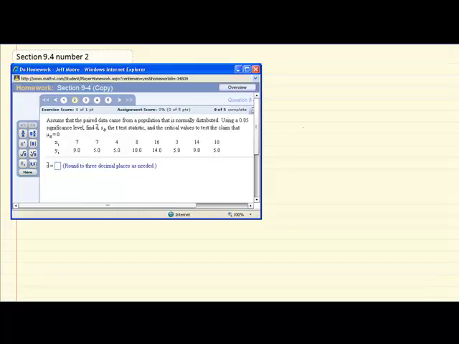Assume that the paired data came from a population that is normally distributed. Use a 0.05 significance level to find D bar, S sub D, the t-test statistic, and the critical values to test the claim that mu sub D equals 0. So what we're hypothesizing here is that the population difference is 0.